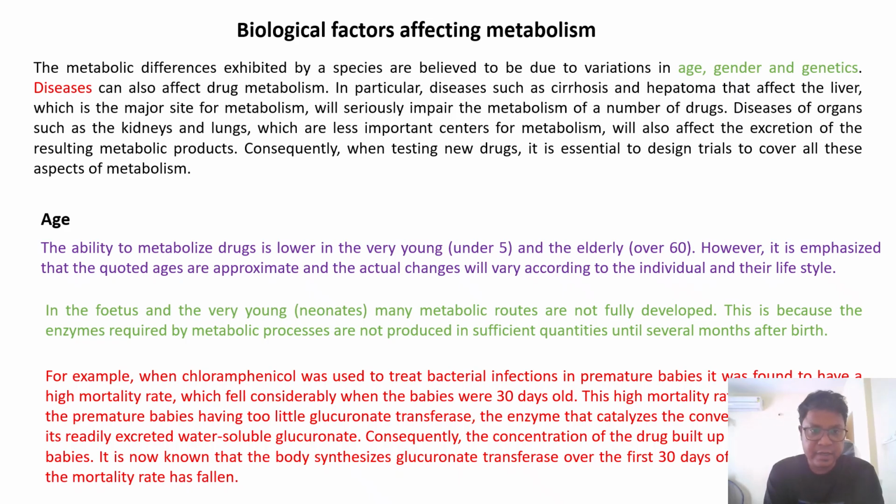In the fetus and the very young, some metabolic routes are not fully developed. This is because the enzymes required for metabolic processes are not produced in sufficient quantity until several months. For example, when chloramphenicol was used to treat bacterial infection in premature babies, it was found to have a high mortality rate, which fell considerably when the babies were 30 days old, because the enzyme required was not developed, and that's why they were not able to metabolize the chloramphenicol.